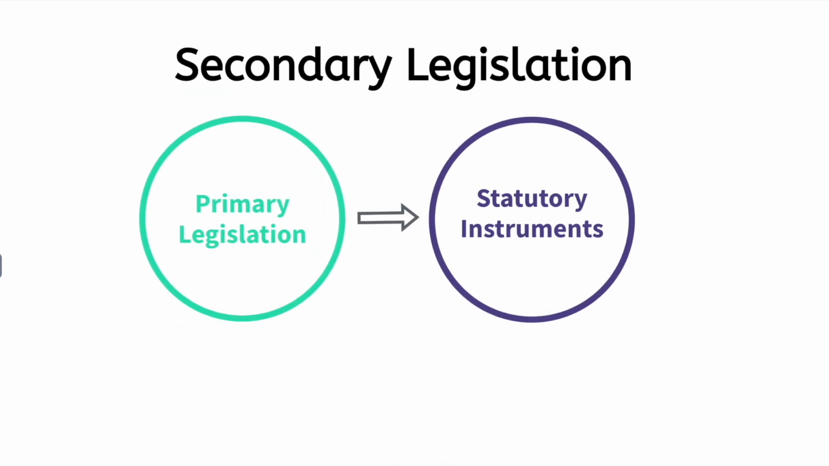Governments also have the power to introduce secondary legislation. This is usually done by issuing regulations called statutory instruments under provisions contained in primary legislation, without the need for debate by Parliament.